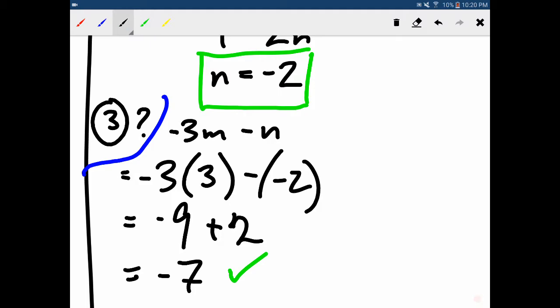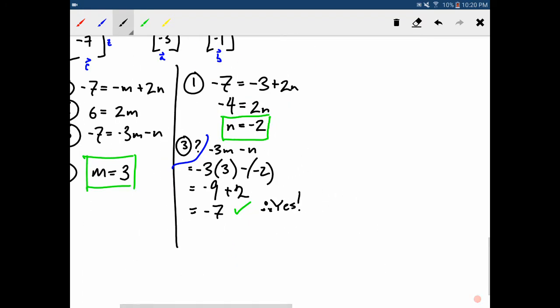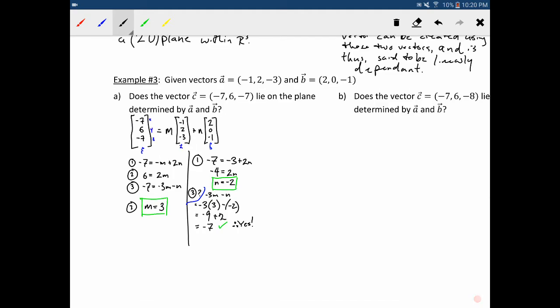Okay, so therefore, yes, it does indeed lie on the plane spanned by A and B.